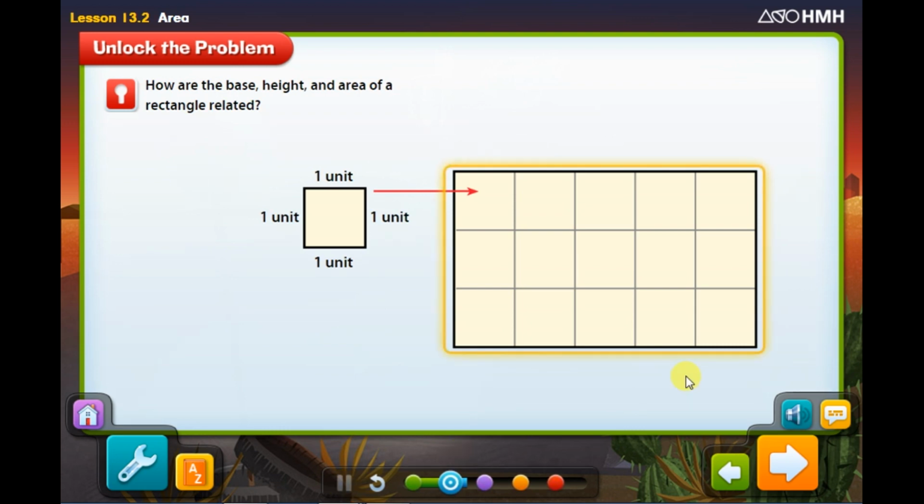Okay, so you know now the base, you know the height. Now let's know the area. The area is counting how many square units cover the space inside the shape without gaps or overlaps. So we have to count how many squares are inside this shape to find its area. So let's count: 1, 2, 3, 4, 5, 6, 7, 8, 9, 10, 11, 12, 13, 14, 15. So there are 15 squares.